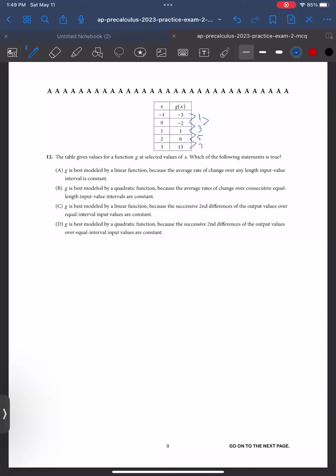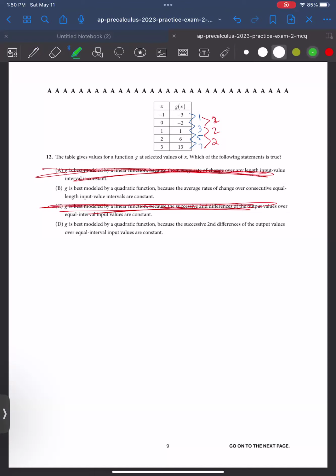Then those are not constant, but 1 to 3 is 2, 3 to 5 is 2, and then 5 to 7 is 2. So immediately, it's not linear, it's quadratic. So now I'm saying which one matches. Because the average rates of change over consecutive equal length input value intervals are constant, or because the successive second differences of the output values over equal interval values are constant. What is my answer? D. I did successive differences, so that's definitely the one I should go with, right?